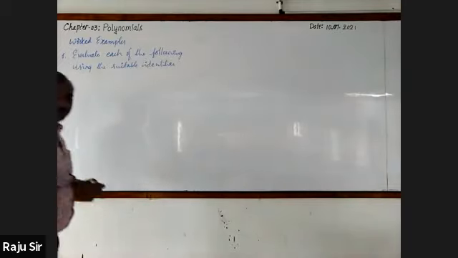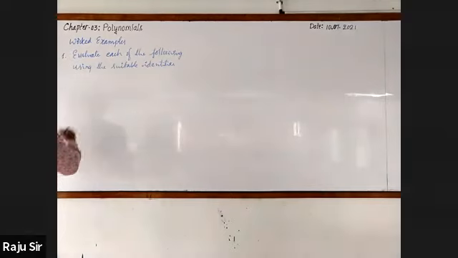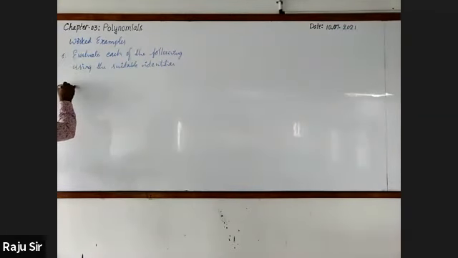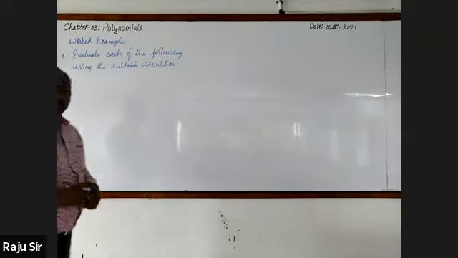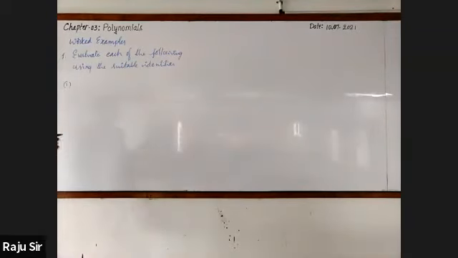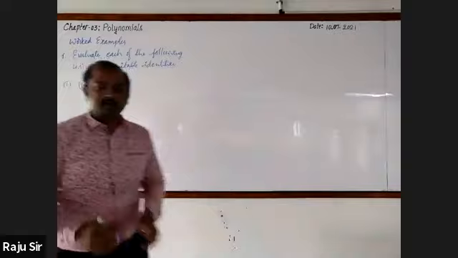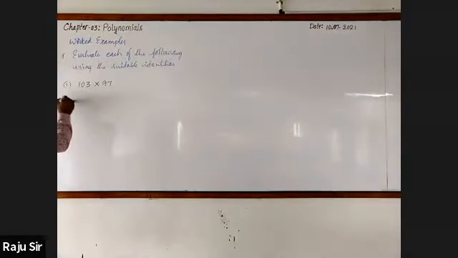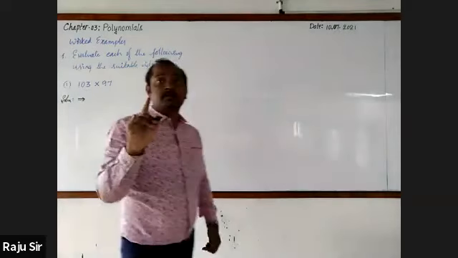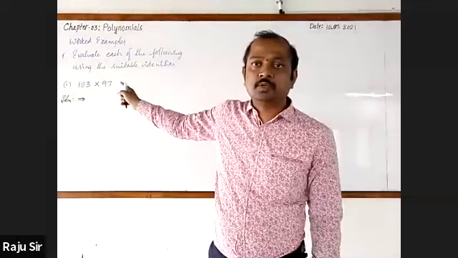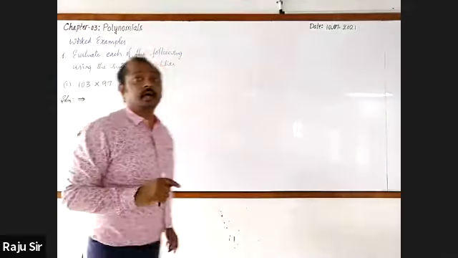Observe. I take the first one. Taking the first sub question, whatever the previous problem I've taken, I'll take the same. It is 103 into 97. First, the given numbers should be rewritten. See, the first number is more than 100. The next one is less than 100.